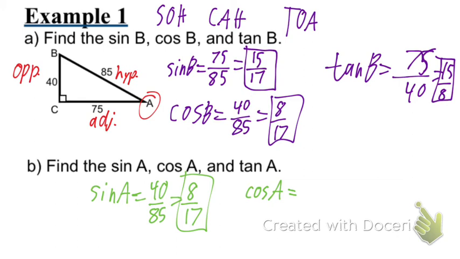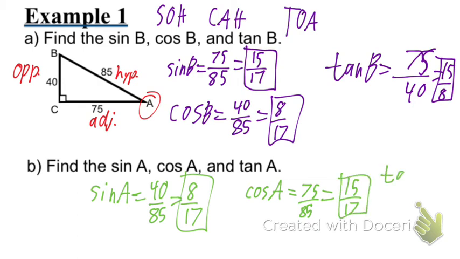What should the cosine of angle A be the same as? Should it be the same as the sine of angle B? Because the cosine of angle A will be the adjacent, which is the same as the opposite from angle B. And they're both dealing with the same hypotenuse, so that part doesn't change. So we end up having 75 over 85, which is just equal to 15 over 17.